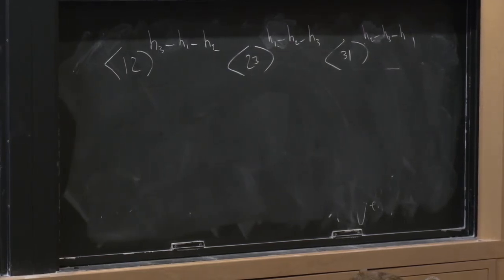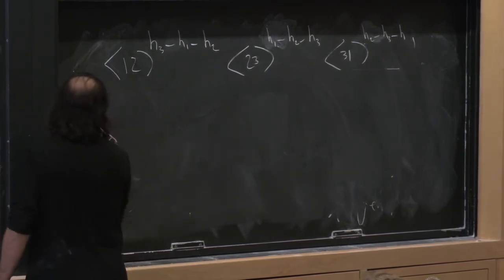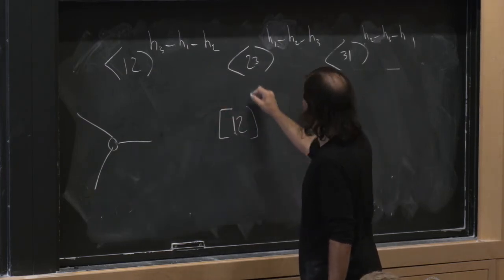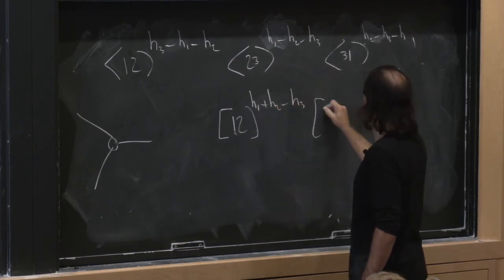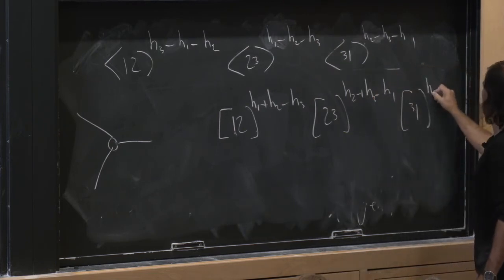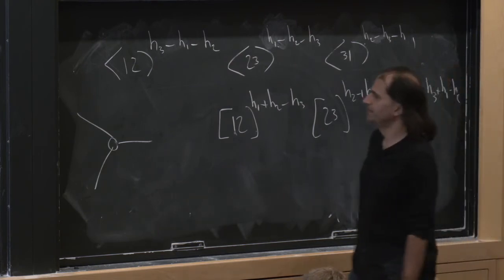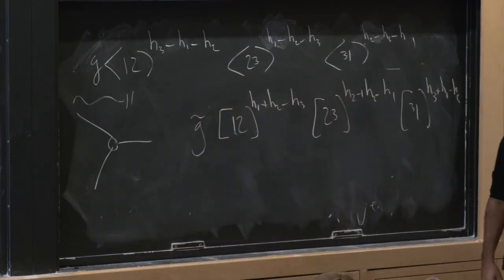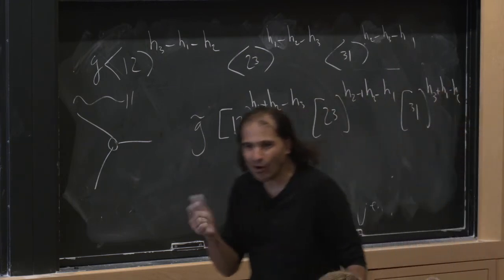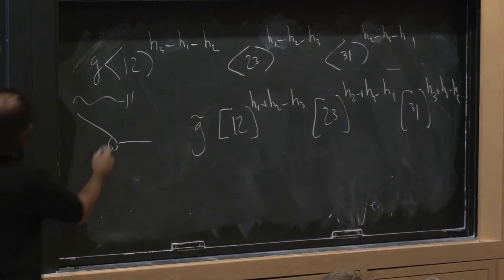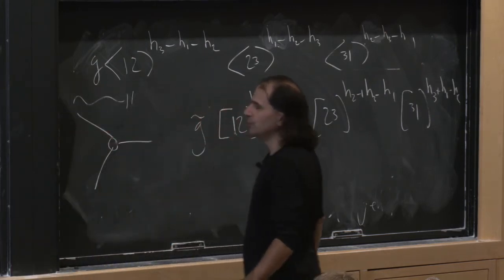Now, what about the other configuration? If it's all white, then it's the same thing, but with square brackets and with everything inverted. So it can be [1 2] to the h1 plus h2 minus h3, [2 3] to the h2 plus h3 minus h1, [3 1] to the h3 plus h1 minus h2. So that's what it is for that one, with some g tilde. And I don't even know ahead of time that g is the same as g tilde. I should have said earlier that parity interchanges lambda and lambda tilde. That's pretty obvious. G doesn't have to equal g tilde. This is just pure kinematics.